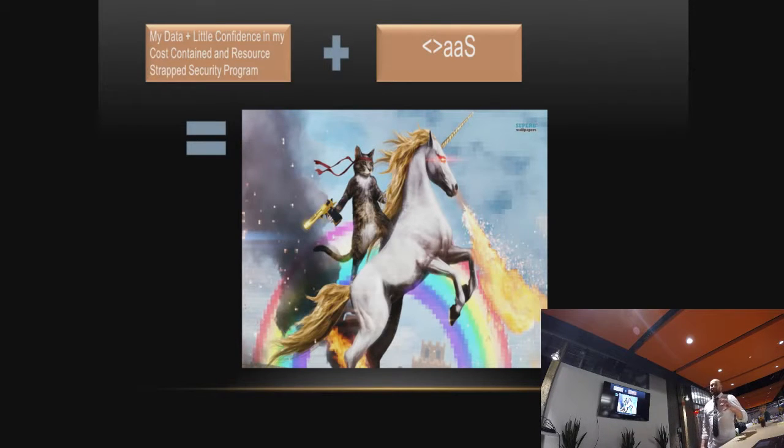I think a lot of times with vendors and security, this is what we do. We say, here's my data that I'm giving this provider. I have very little confidence in my cost-contained and resource-strapped security program, so I'm going to add this as-a-service type cloud company, and then it's unicorns and rainbows from there. Everything's solved. It's all good. I don't really need to do any more work.